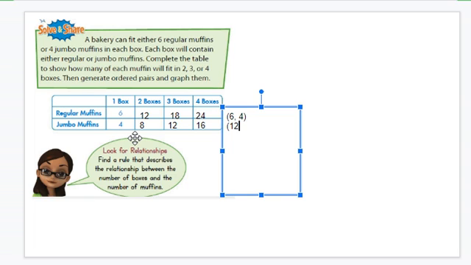2 boxes will be 12, 8. 3 boxes would be 18, 12. And then 4 boxes would be 24, 16.